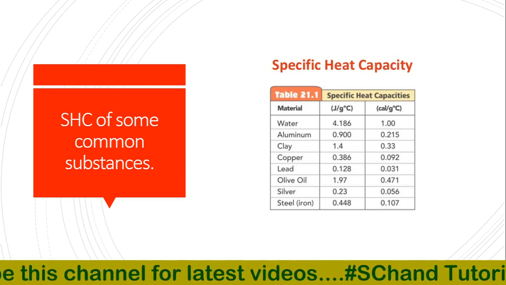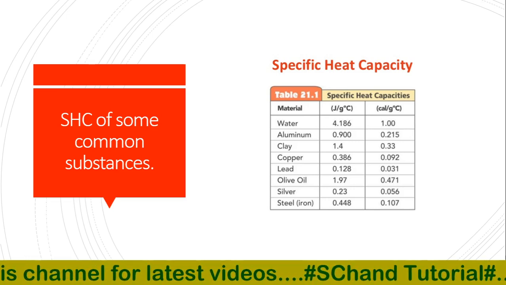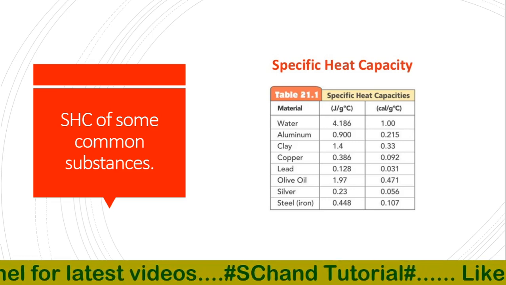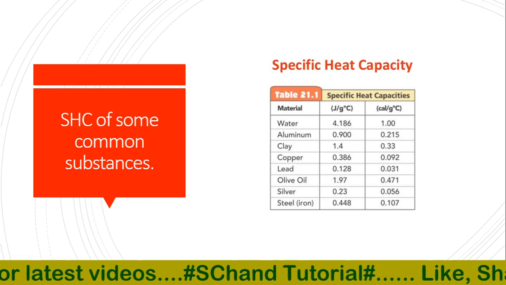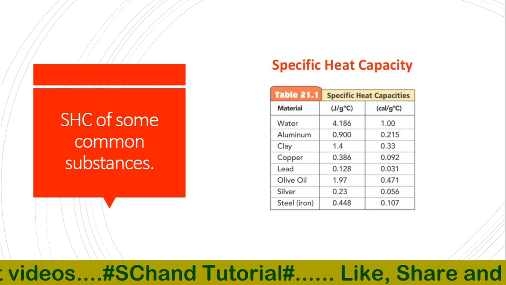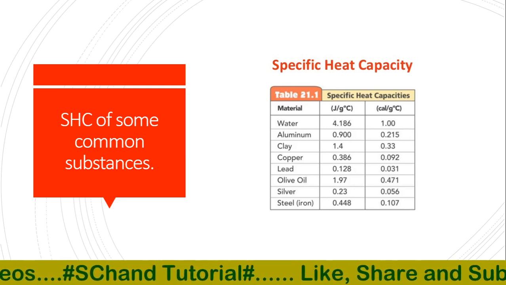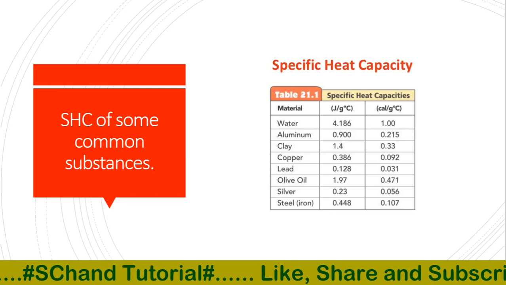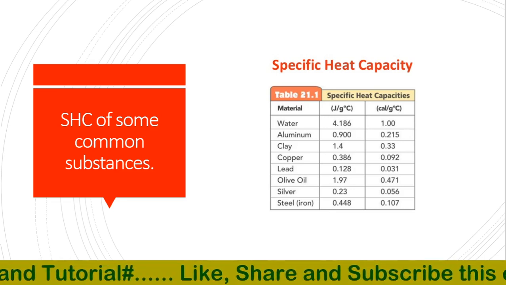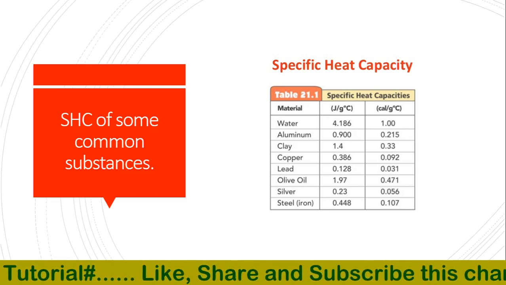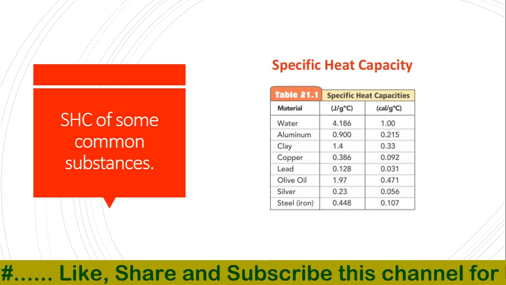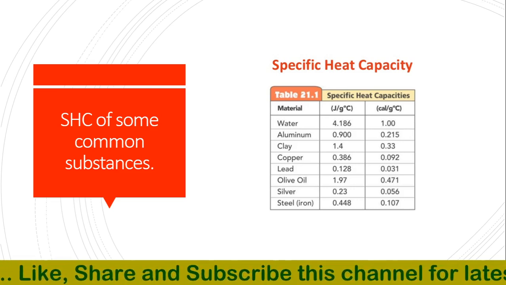Sometimes it is asked in the exam also, that specific heat capacity of water is 4.186 joule per gram per degree Celsius. What do you mean by this statement? So simply you will write that 1 gram of water. Whatever the substance is given, that substance you need to mention in the definition. The 1 gram of water requires 4.186 joule of heat energy to raise its temperature by 1 degree Celsius.